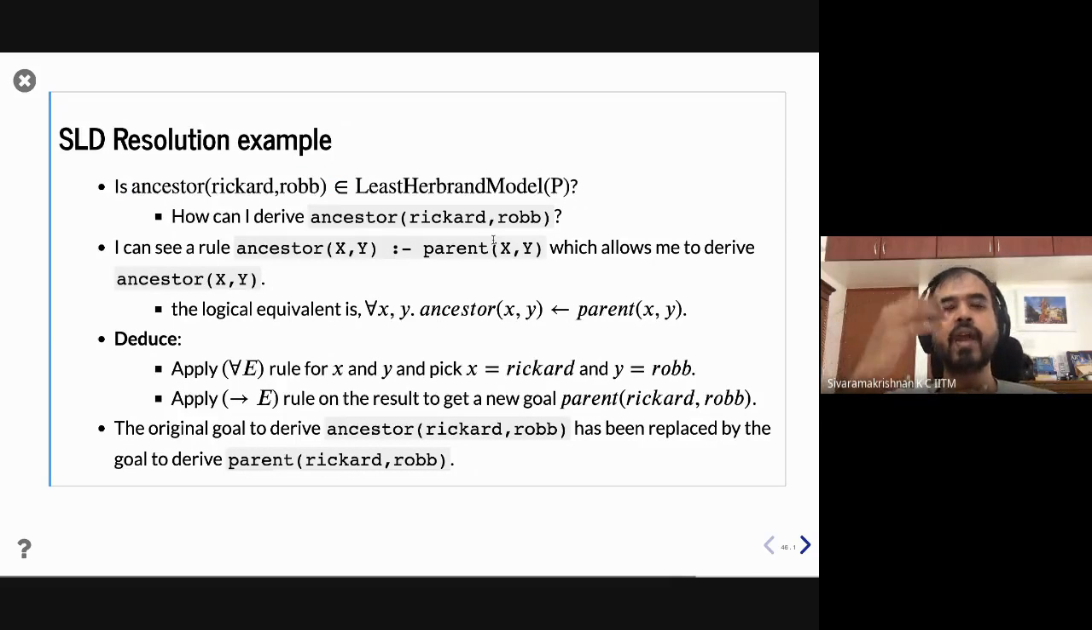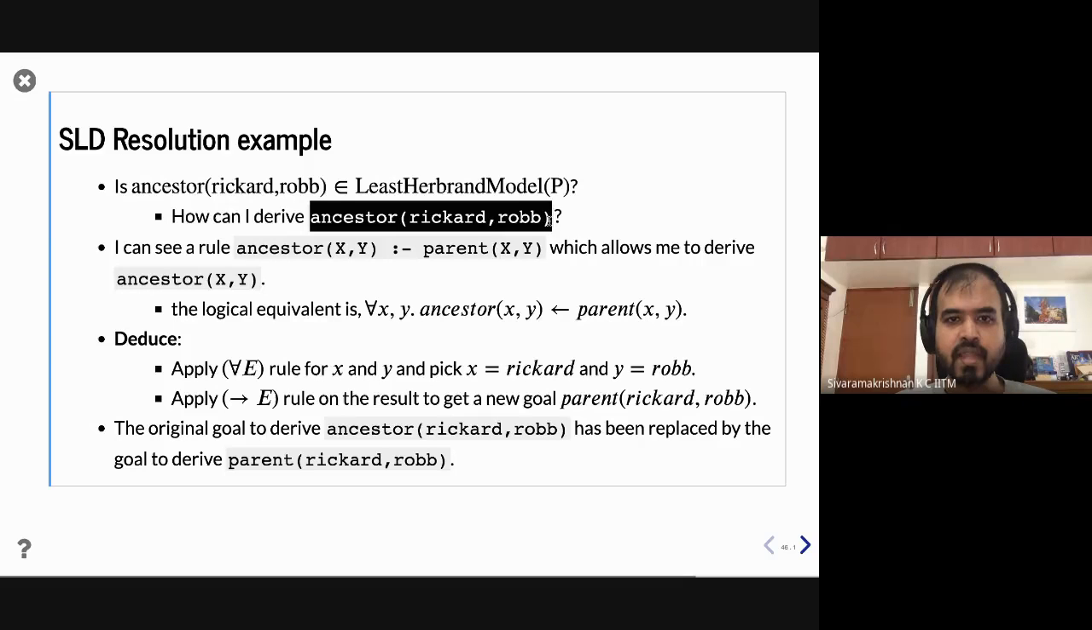If you go back to the definition of models, it says what should belong to the model. It looked at a rule and said if you have some rule, then that particular ground instantiation of that rule should belong to the model. We are going to apply the same intuition here. I see ancestor Rickard Rob, right?